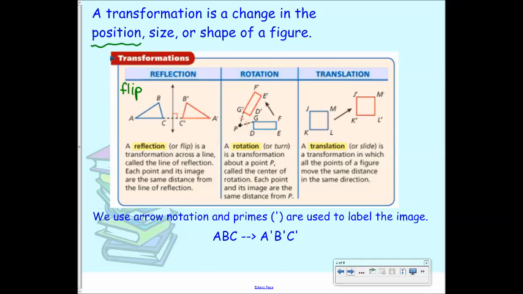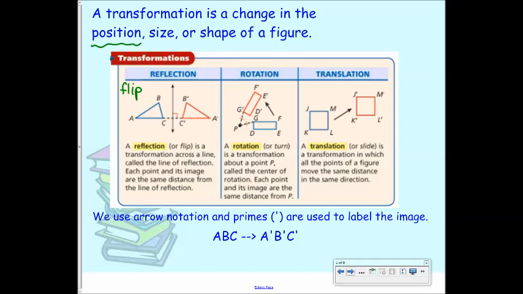And the way we denote the new figure, this is called the pre-image because it's the one you started with. And this is called the image. And you know that it's the image because it's got these little apostrophes here. So we call that ABC in the original pre-image, and then A prime, B prime, and C prime in the new image. Why do you think we use A prime, B prime, and C prime rather than like D, E, F?